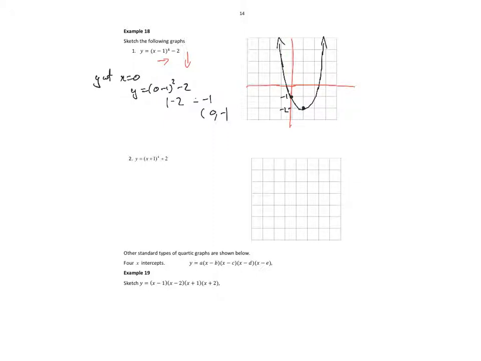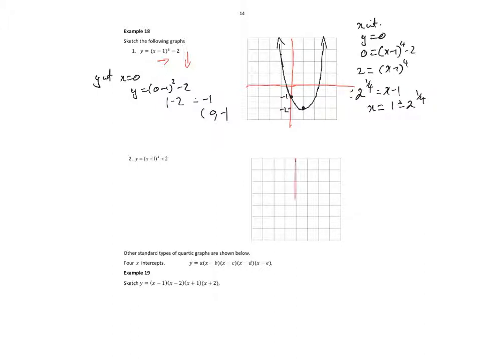Find my x-intercepts, put y equal to 0. So I'll get 0 equals x minus 1 to the 4 minus 2, take 2 over. X minus 1 to the 4 equals 2, we get the 4th root, which is 2 to the power of a quarter. So x is equal to 1 plus or minus 2 to the power of a quarter. Okay, so we can label those points.